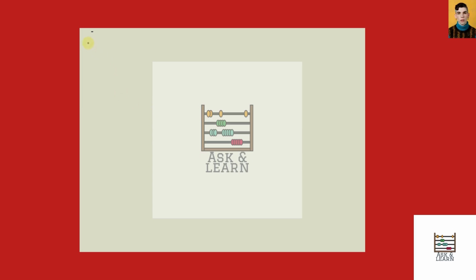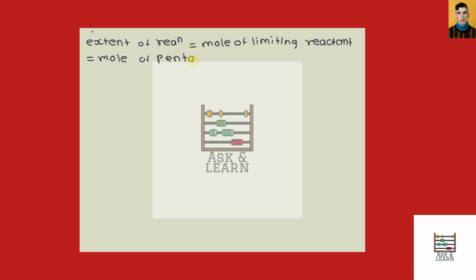Now here we find the extent of reaction at gel point, which is equal to the mole of limiting reactant, which is equal to the mole of pentaerythritol, which is equal to 0.8.